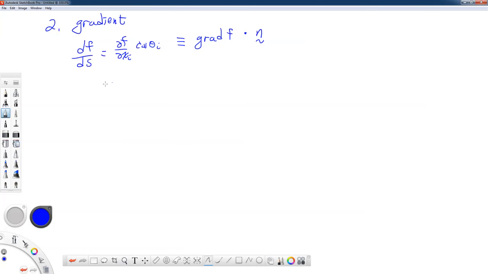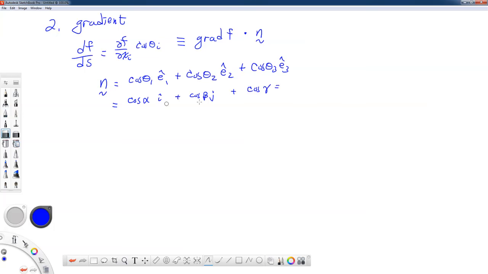Alright, so what is the unit vector n? It's cosine theta 1 e hat 1 plus cosine theta 2 e hat 2 plus cosine theta 3 e hat 3, or in terms of the other symbols that we've been using before, cosine alpha, cosine beta, and cosine gamma. And of course, then the magnitude of n is equal to 1.